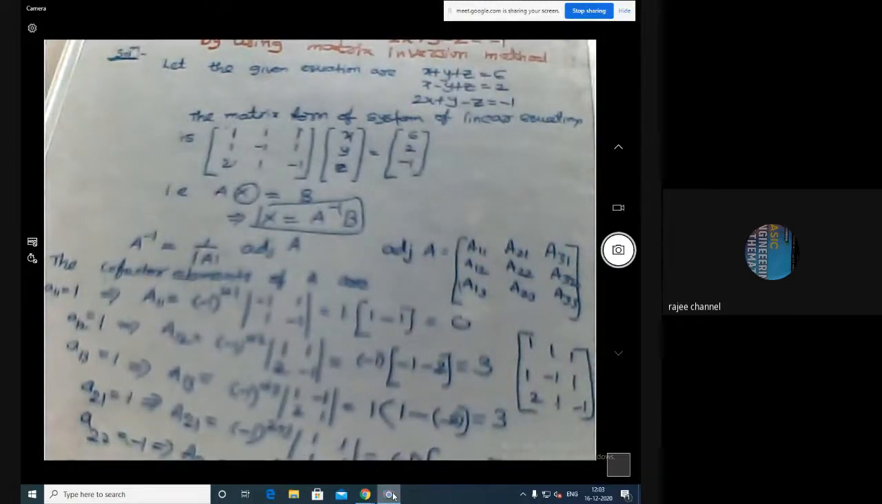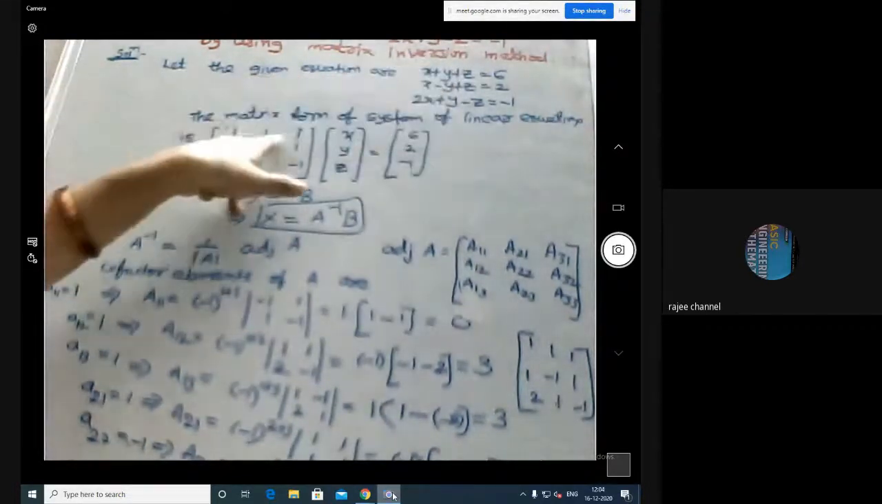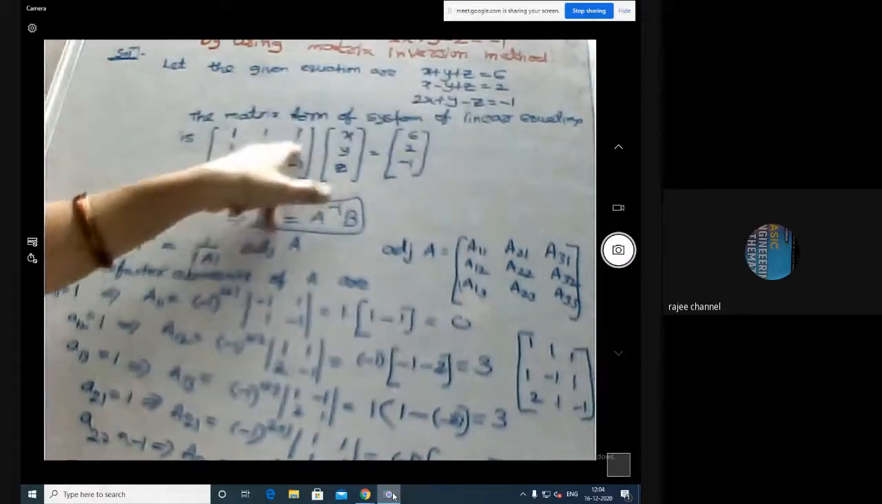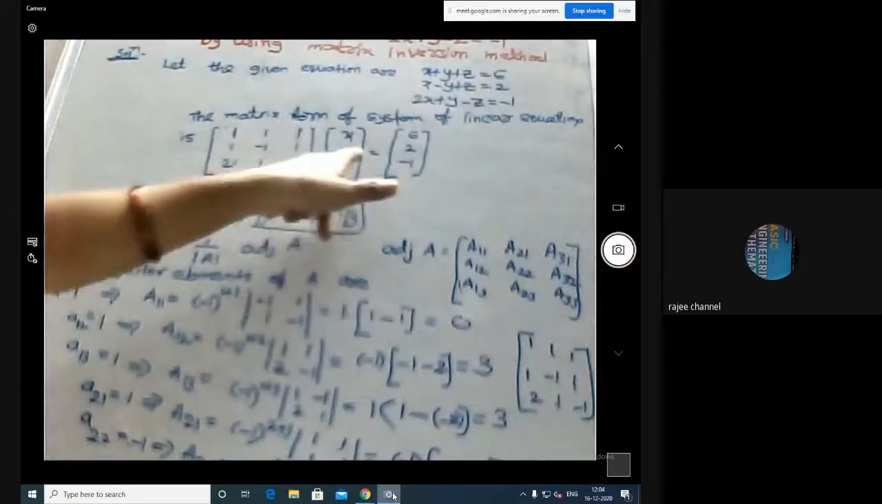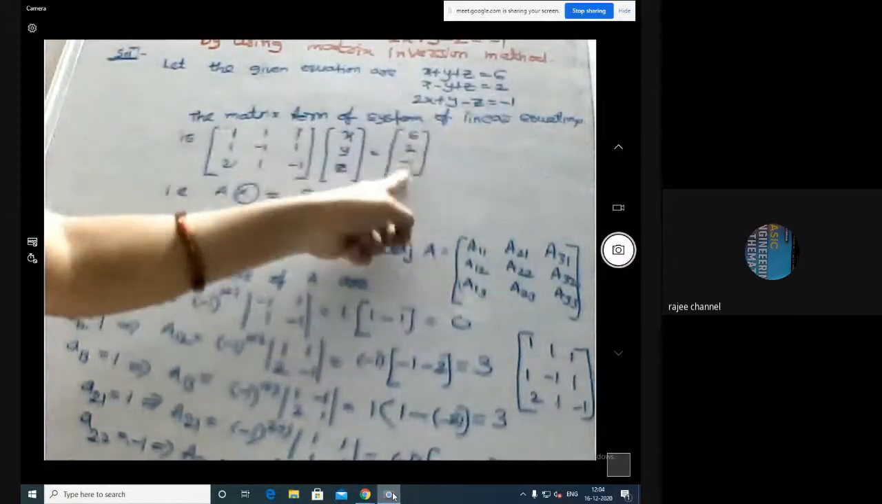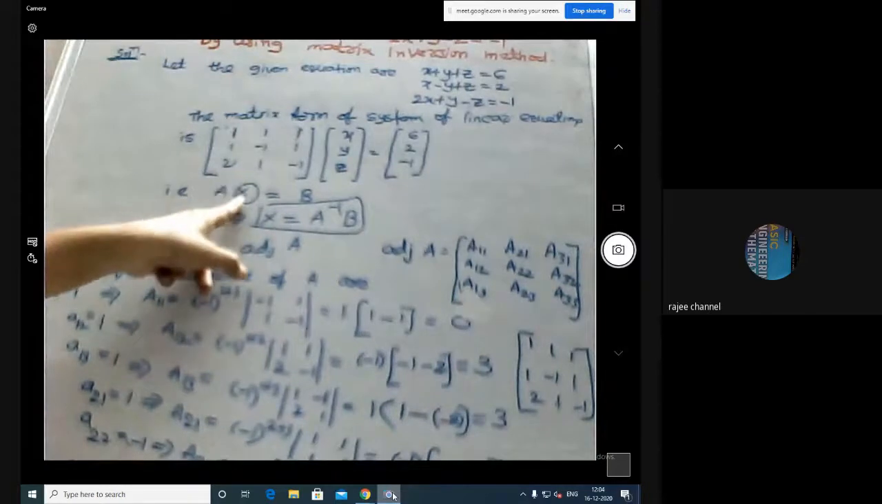So first, what did we do here? We took matrix form of the linear equations: the first equation as the first row, the second equation coefficients of x y z as the second row elements, and the third equation coefficients as the third row. That A matrix into x y z taken as one matrix is equal to the constants on the RHS taken as the matrix 6 2 minus 1. This is the form AX is equal to B. So next here we find the X values.